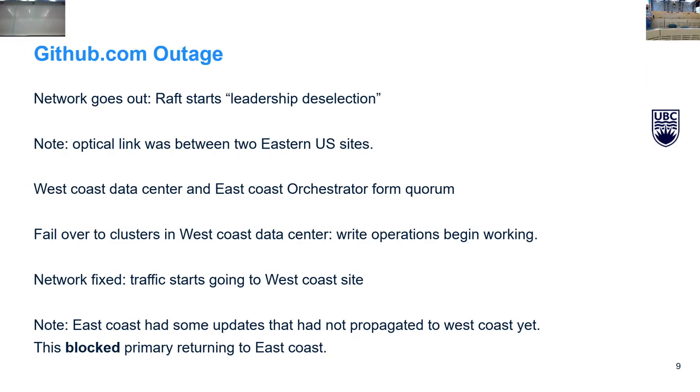And now, what do? We start failing things over. Okay, so we end up with a leader in the West Coast area. We start failing things over to the West Coast clusters because those are still reachable and they can form a quorum. And then all the traffic starts getting routed to the West Coast. Everything's fine. But it turns out there were actually changes in the log on the East Coast that hadn't made it to the West Coast yet.